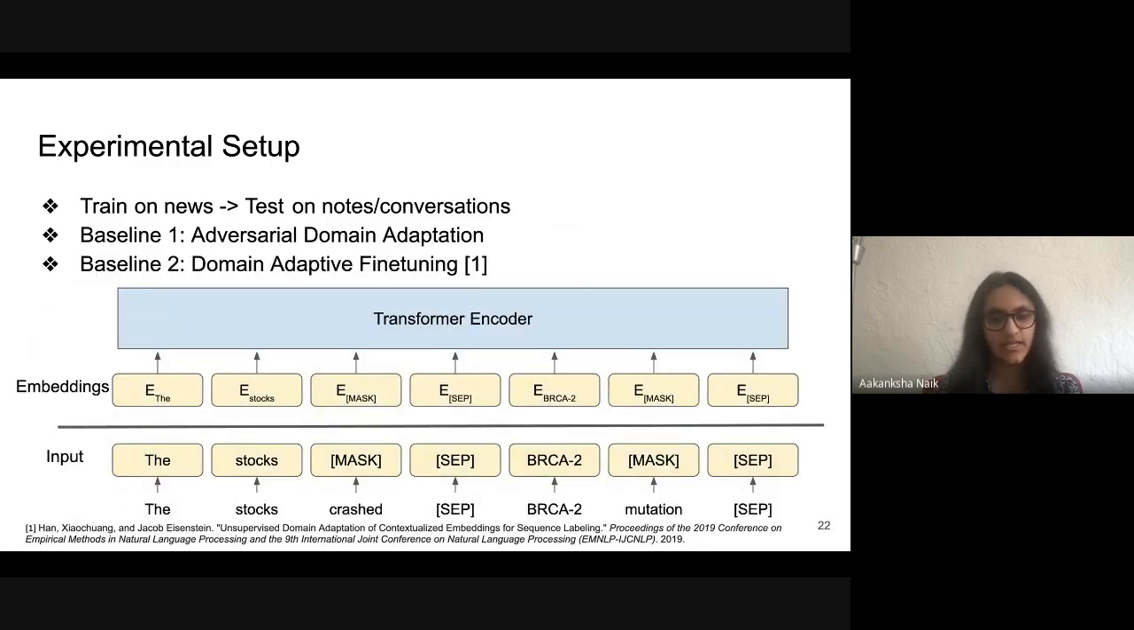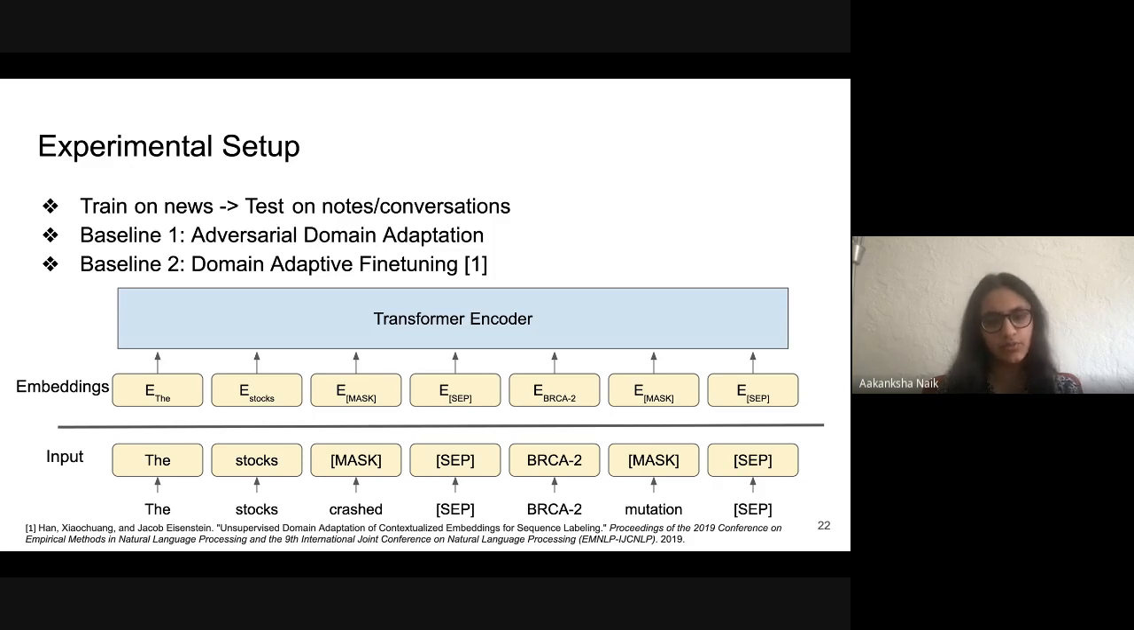And the second baseline that we looked at aside from adversarial domain adaptation is domain adaptive fine-tuning. This is a pre-training based baseline, and this was shown to be useful for sequence labeling tasks previously in an unsupervised setting. So we try this out here as well. And the way this works is we mix unlabeled data from both the source and target domains and pre-train a language model on the masked language modeling task.